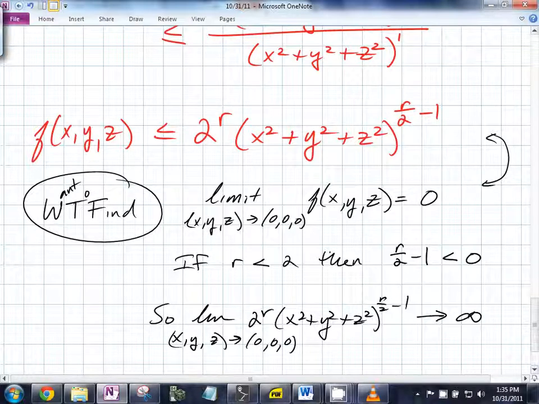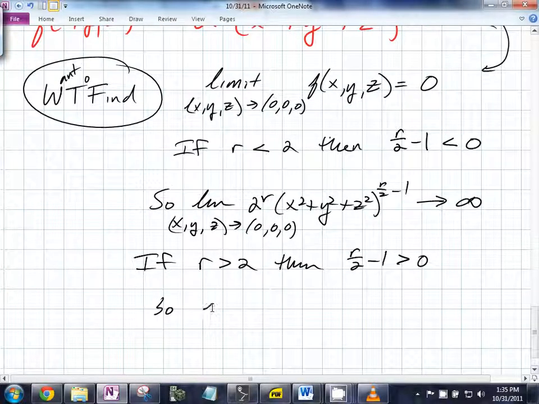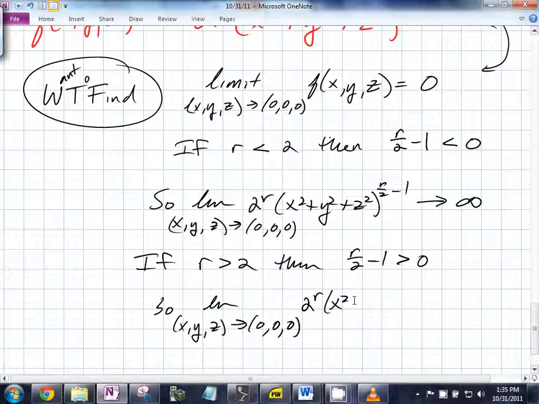If r is greater than 2, then r over 2 minus 1 is greater than 0, so that means that the limit as (x, y, z) goes to (0, 0, 0) of 2 to the r over 2 minus 1 times (x squared plus y squared plus z squared) is going to go to 0.